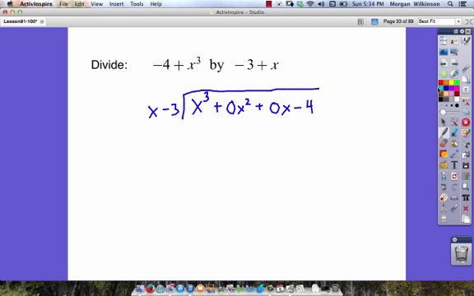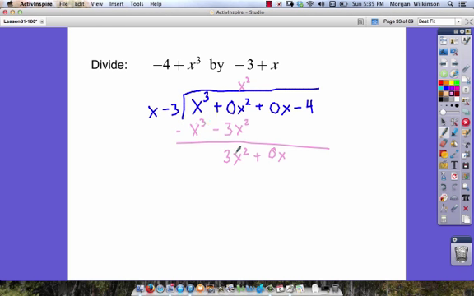So let's figure out what we get. X times x squared is x to the third. So we've got x squared. And then negative 3 times x squared is negative 3x squared. And then we subtract. X to the third minus x to the third is 0. And 0 minus negative 3x squared, well, that's going to give us positive 3x squareds. Then we bring down our plus 0x.